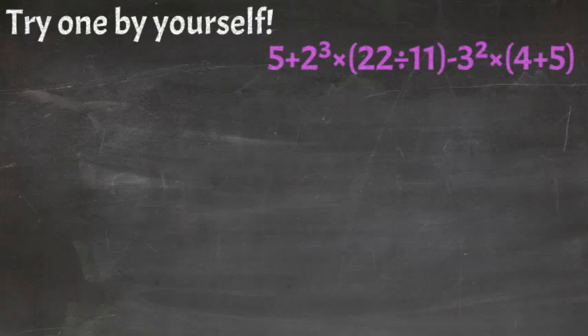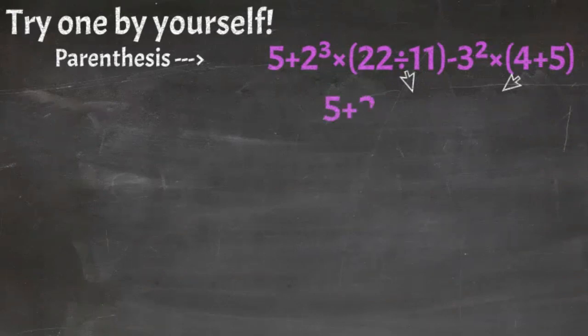So now we're going to look for parentheses and do those first. In this case, we have 2 parentheses. So I'm going to do both of them at the same time. So we do 22 divided by 11, which we know is 2, and 4 plus 5 we know is 9. So we're going to rewrite the equation as 5 plus 2 to the third power times 2 minus 3 to the second power times 9.